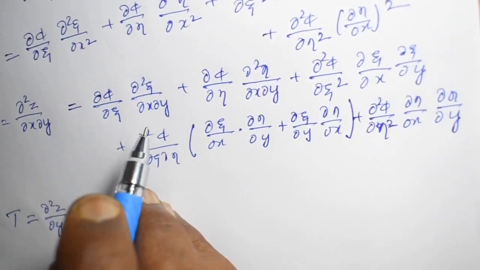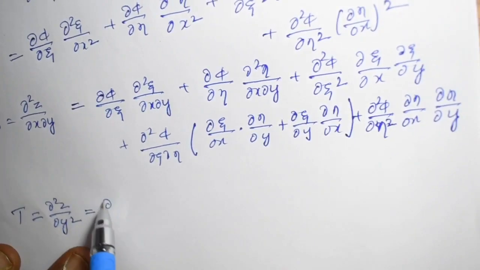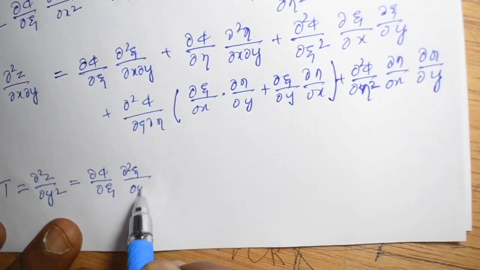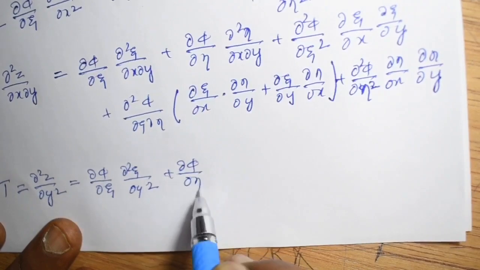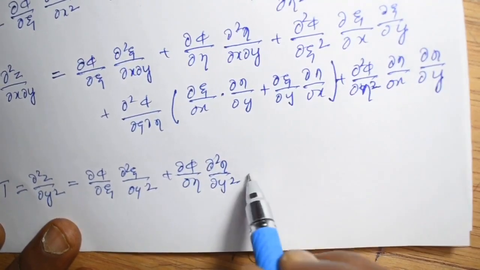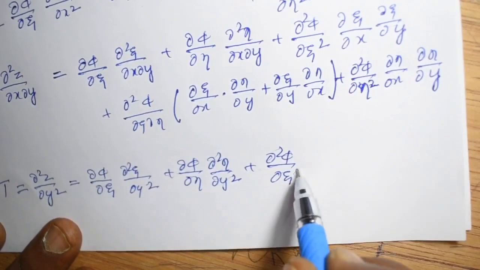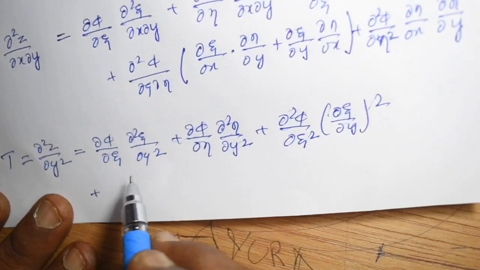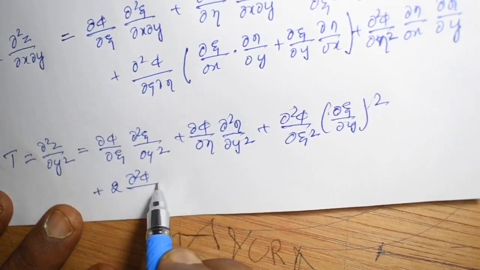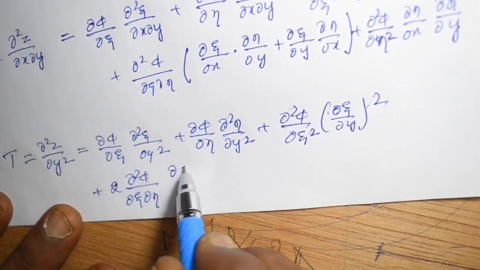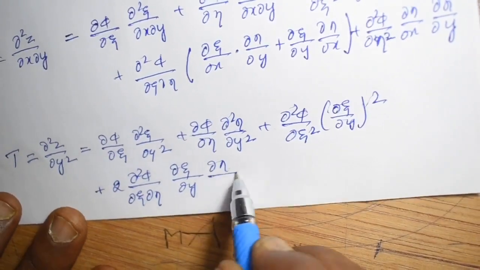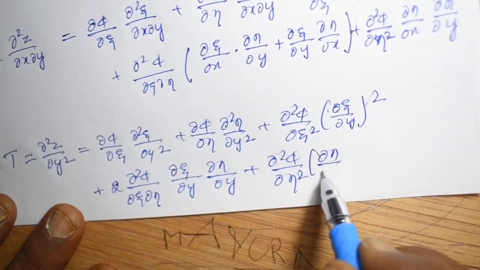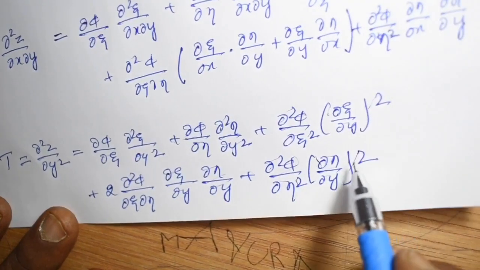So after finding the derivative, you are going to get ∂φ/∂ξ into ∂²ξ/∂y² plus ∂φ/∂η into ∂²η/∂y² plus ∂²φ/∂ξ² into (∂ξ/∂y) whole squared plus 2 times ∂²φ/∂ξ∂η into ∂ξ/∂y into ∂η/∂y plus ∂²φ/∂η² into (∂η/∂y) whole squared, right? So these are the derivatives.